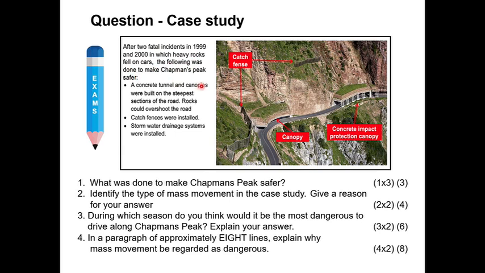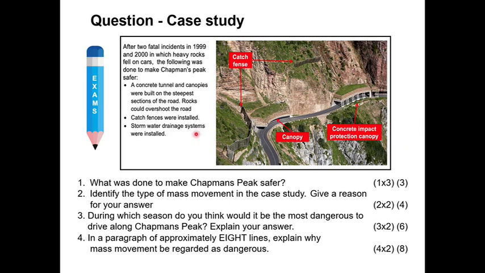Firstly, a tunnel and canopies were built on the steeper sections of the road. Rocks could overshoot the road. Have a look at this. Here we've got a concrete impact canopy. Here we've got another canopy now. Can you see how steep the slope is? So if a rock comes loose here, and here's a car, it will damage the car. But because it's so steep, the rock will bounce on the canopy and fall into the sea below. So this is a case study, what has been done.